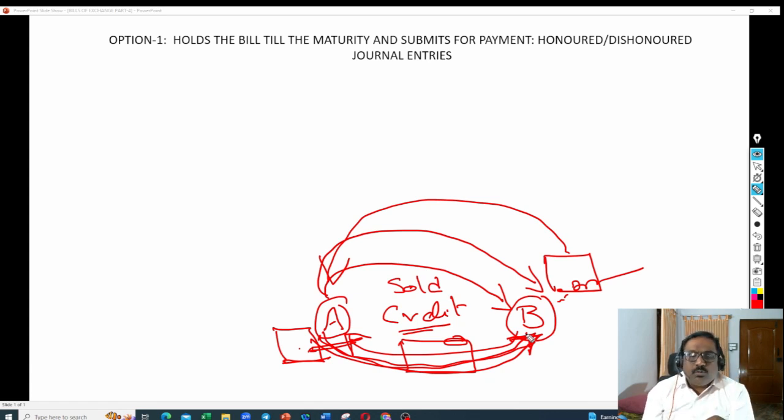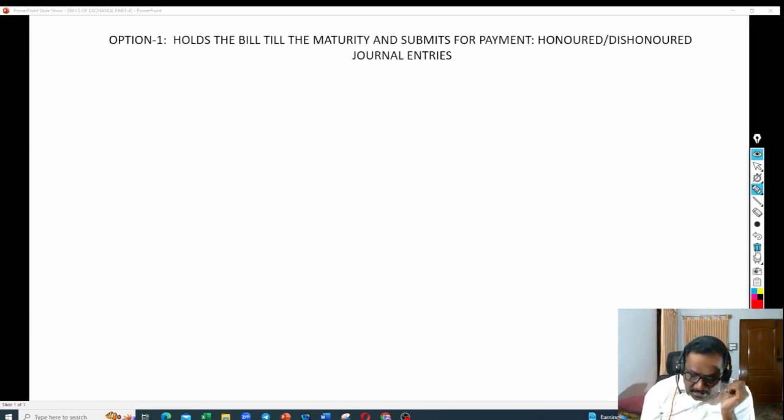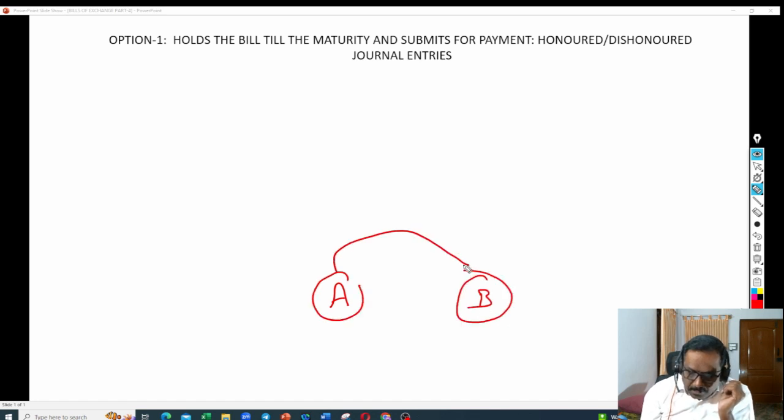This is the simple example I'm taking, and I'm going to explain the journal entries in both the books, A's books and B's books. Before getting into that, I told you, A sold goods to B. Then A wrote the bill, correct? A wrote the bill. So who is A? A is the drawer. Who is B? B is the drawee.